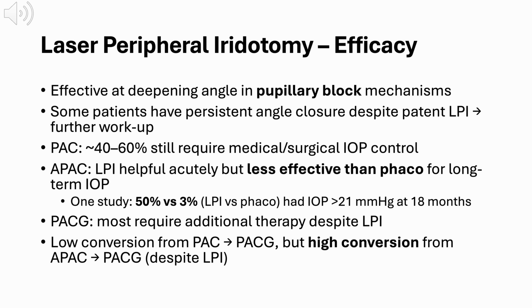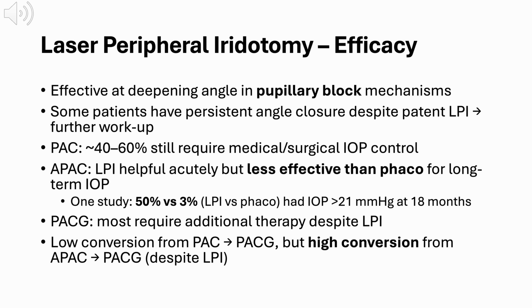In terms of efficacy, an iridotomy works well for classic pupillary block by deepening the angle, but it doesn't solve every mechanism. A noticeable subset still shows persistent closure despite a patent opening, which should prompt a broader evaluation. In primary angle closure, roughly half of patients still need medical or surgical pressure control. In acute attacks, the iridotomy helps stabilize things early on, but it underperforms compared with lens extraction for long-term IOP control. One study makes that clear.